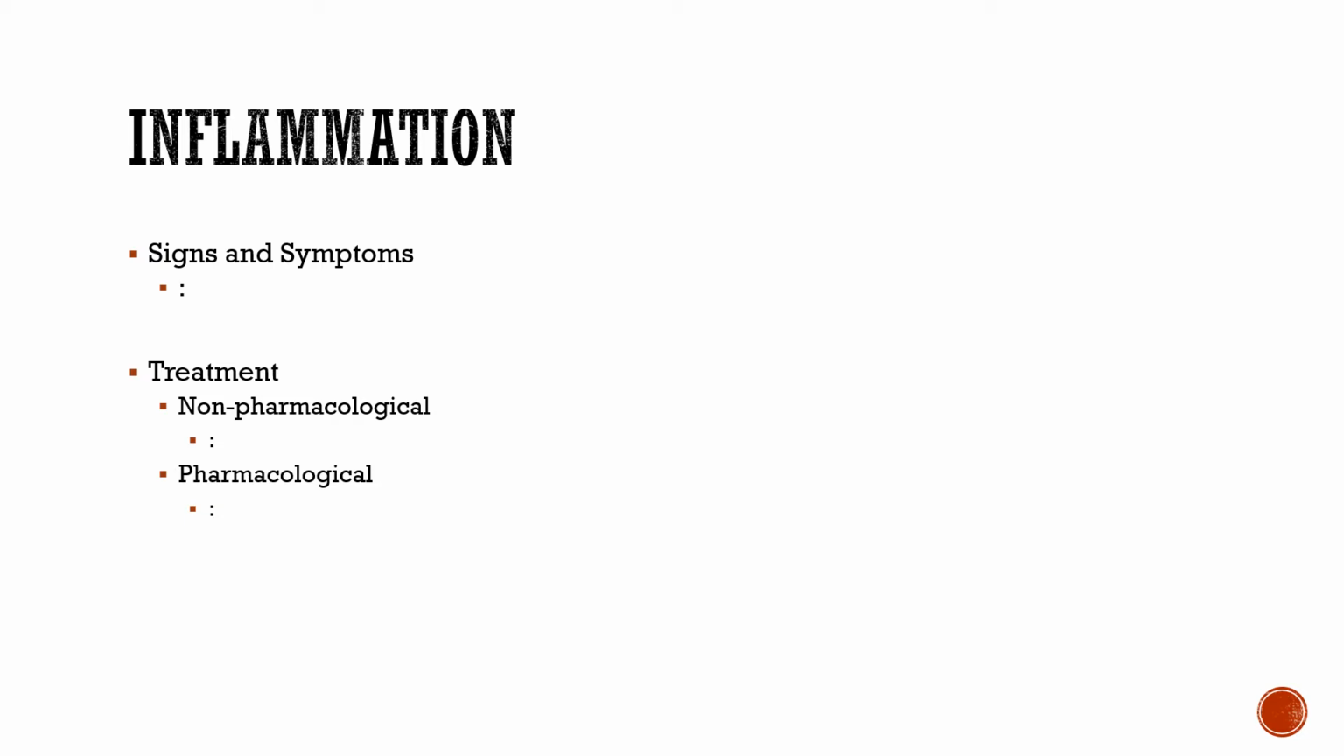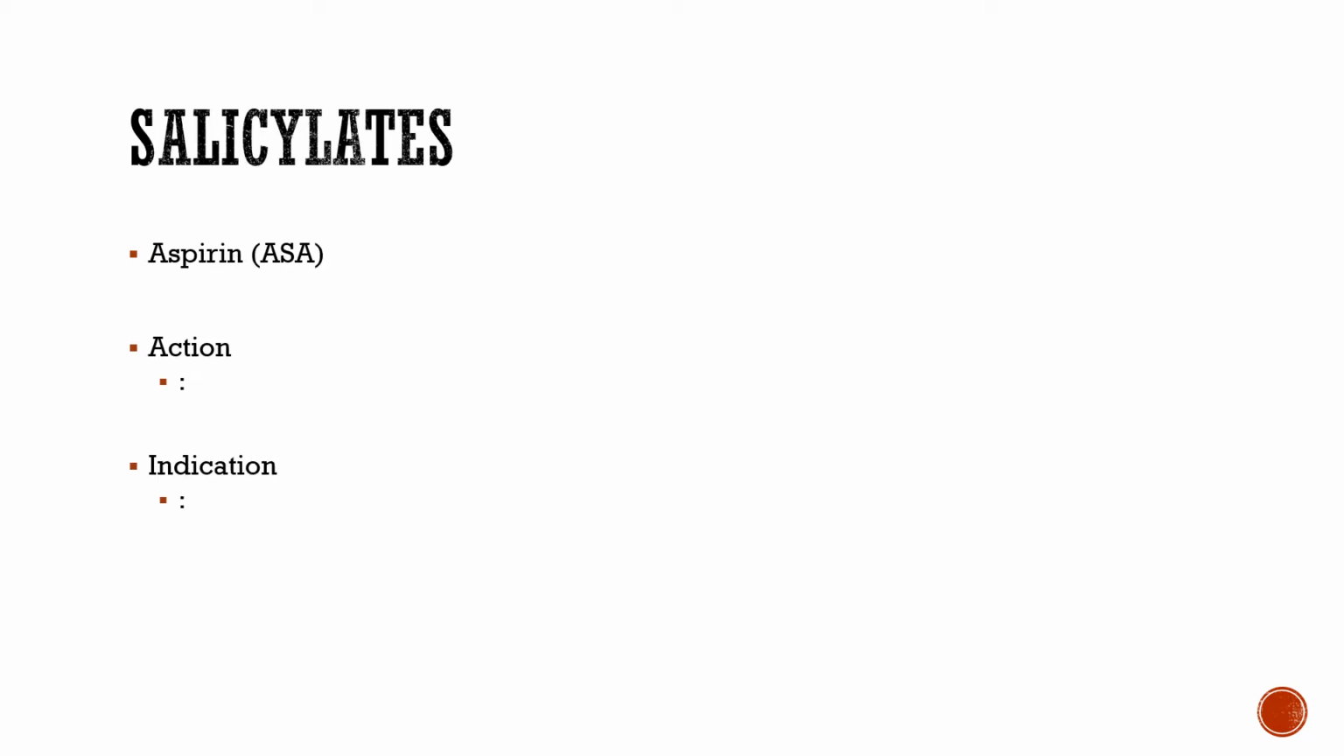Pharmacological treatments, we use NSAIDs commonly. We also may use corticosteroids as well. Salicylates, the most common salicylate that you're going to be in contact with is aspirin. There are others. Bismuth subsalicylate, that's actually just a fancy word for Pepto-Bismol. That is a salicylate as well. And there are definitely others, but the one that we're going to concentrate on right now is aspirin.